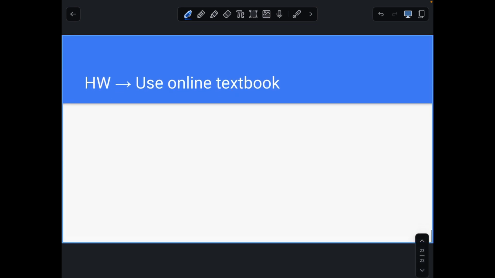Okay, next, once we finish with that, you're going to work on your homework. You're going to use the online textbook. Remember, your pacing guide is posted in Google Classroom. The pacing guide shows you what numbers you are working on. I'll be sure to go over this with you in class.